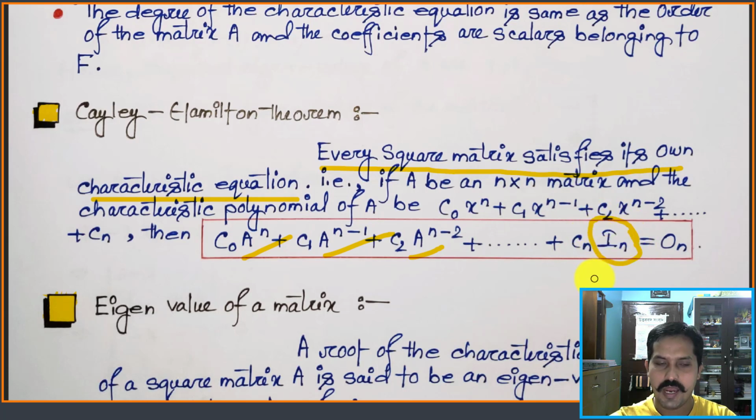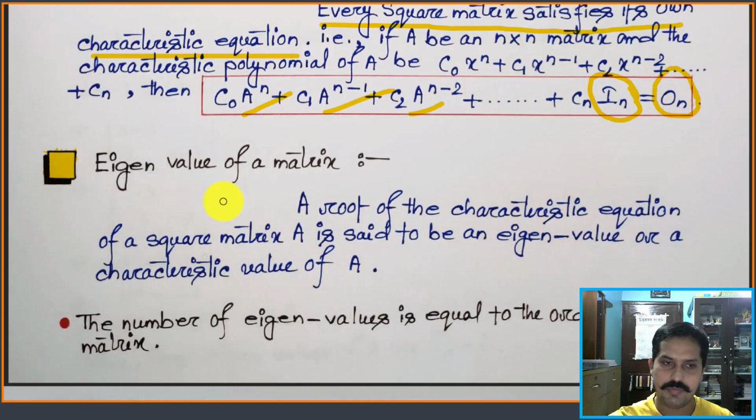So here we have to put the identity matrix In, that is equal to the 0 matrix of the same order as A, right? So this is the Cayley-Hamilton theorem. In the next few examples I will discuss how we solve a few problems with the help of the Cayley-Hamilton theorem. Cayley-Hamilton states that every square matrix satisfies its own characteristic equation. Okay, that means in place of x we have to put a square matrix.